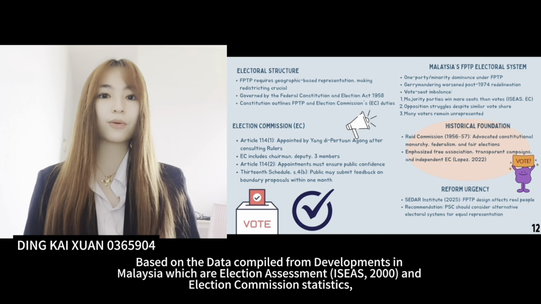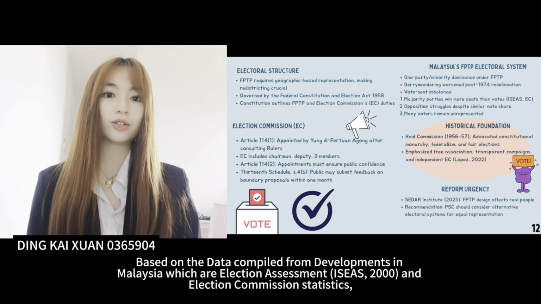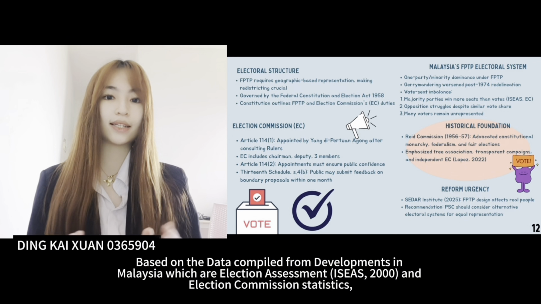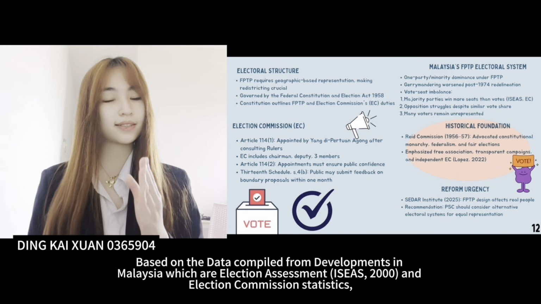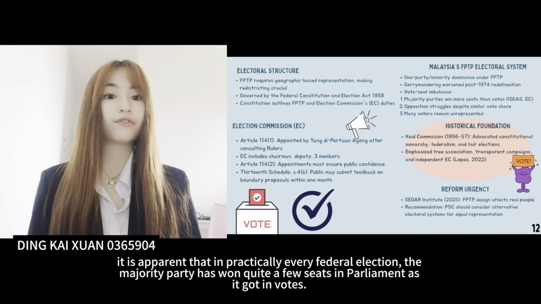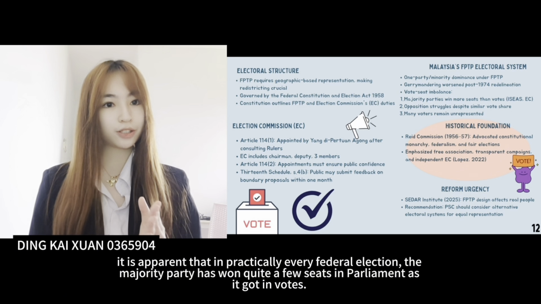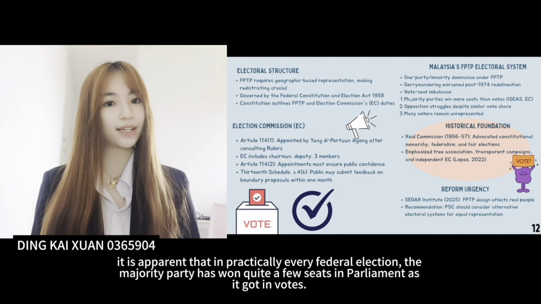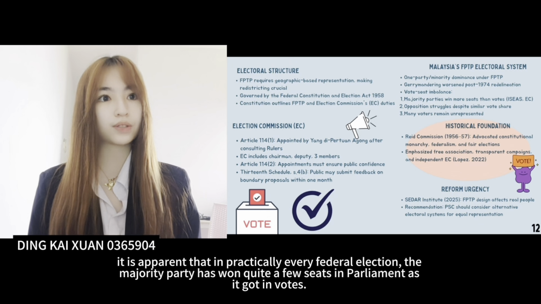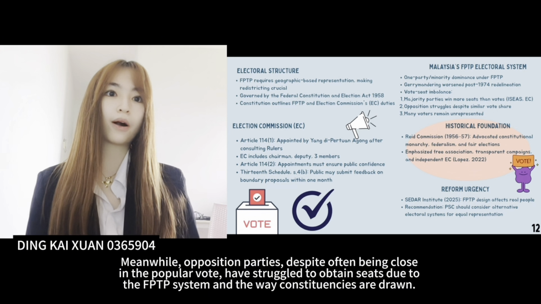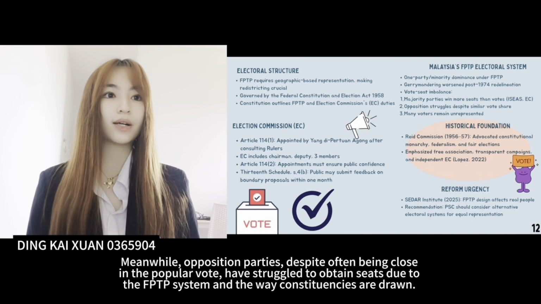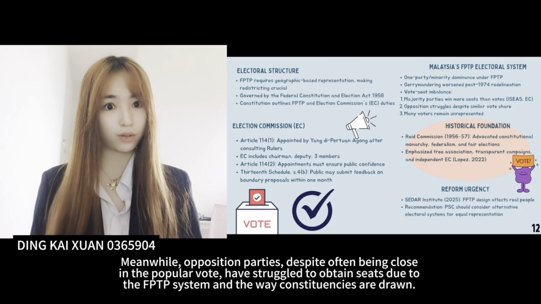Based on the data compiled from development in Malaysia, which are the election assessment in 2000 and the Election Commission statistics, it is apparent that in practically every federal election, the majority party has won quite a few seats in parliament as it goes in voters. Meanwhile, opposition parties sit due to the first past the post system and the way constituencies are drawn.